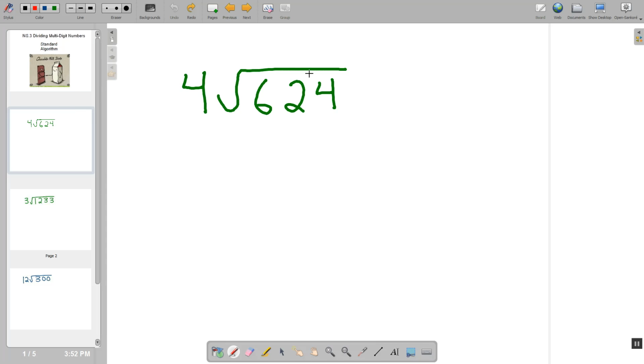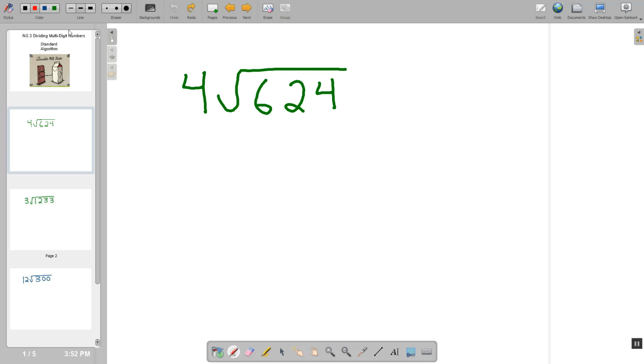Now, if we look at this number, 624 divided by 4, just like multiplication is just a step above addition, it's repeated addition, division is just repeated subtraction. So as we work through this number, the question we're really trying to ask is, how many times can we subtract 4 from 624? That's what division is actually asking us.